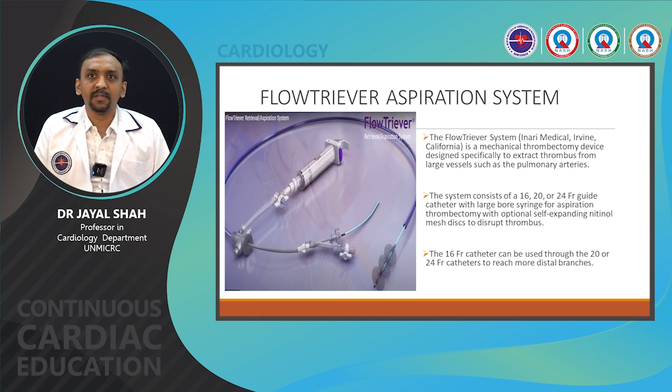FlowTriever aspiration system. This is another newer device made by Inari Medical. It is a mechanical thrombectomy device specifically designed to extract the thrombus from the larger vessels such as the pulmonary arteries. It is available in three sizes, 16, 20 and 24 French guide systems with a large bore syringe for aspiration thrombectomy. As well, it also has optional self-expanding nitinol discs distally to disrupt the thrombus. So the 16 French catheter can be used through a 20 or 24 French catheter to reach more distal branches.